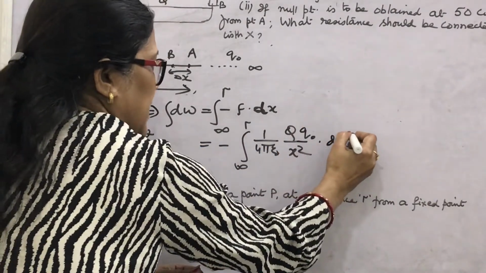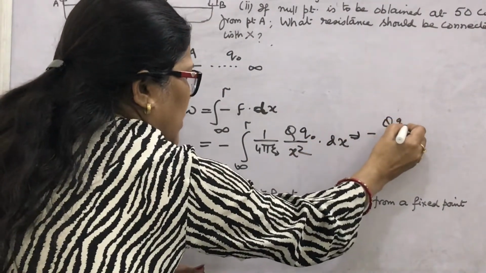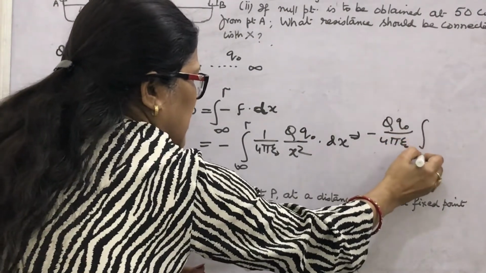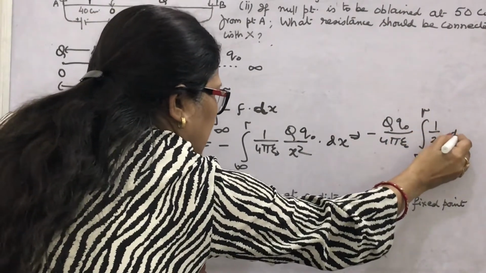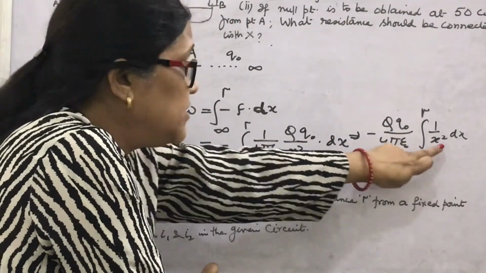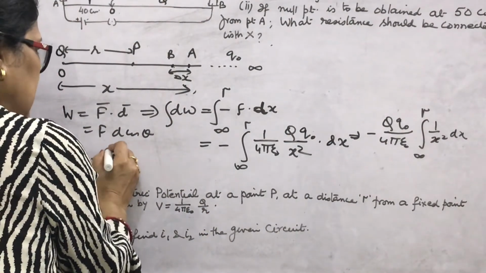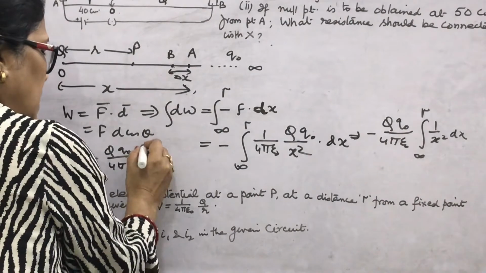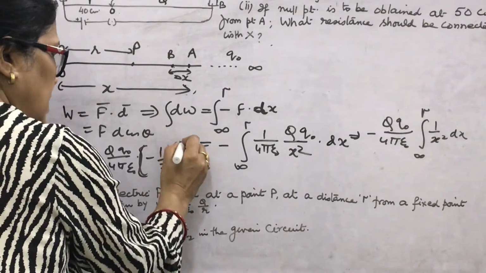What will you get here? This implies minus q naught upon 4 pi epsilon naught, and within integration limits infinity to r, 1 upon x square dx. What will be this integration? Minus 1 by x. Therefore the work done you will get is minus q naught upon 4 pi epsilon naught, and minus 1 by x, limits from infinity to r.